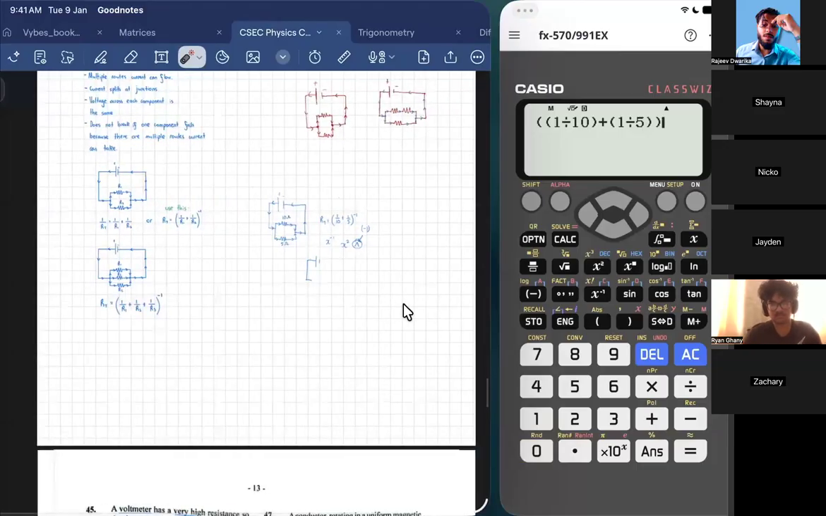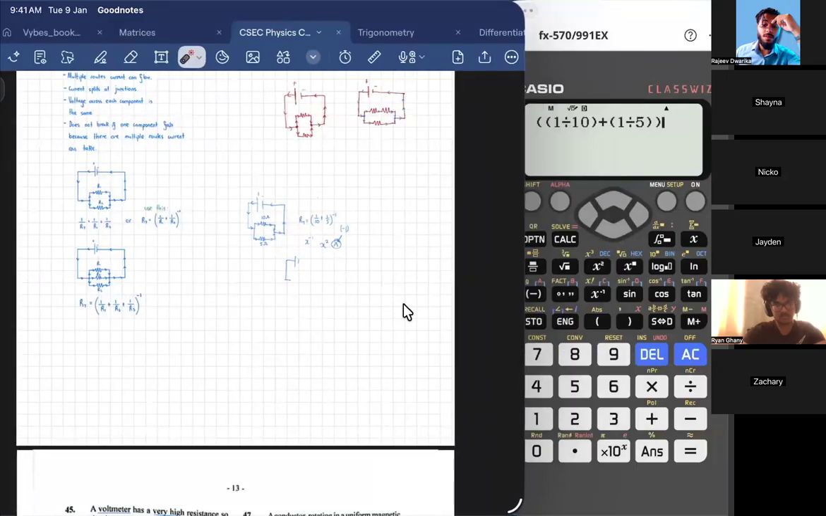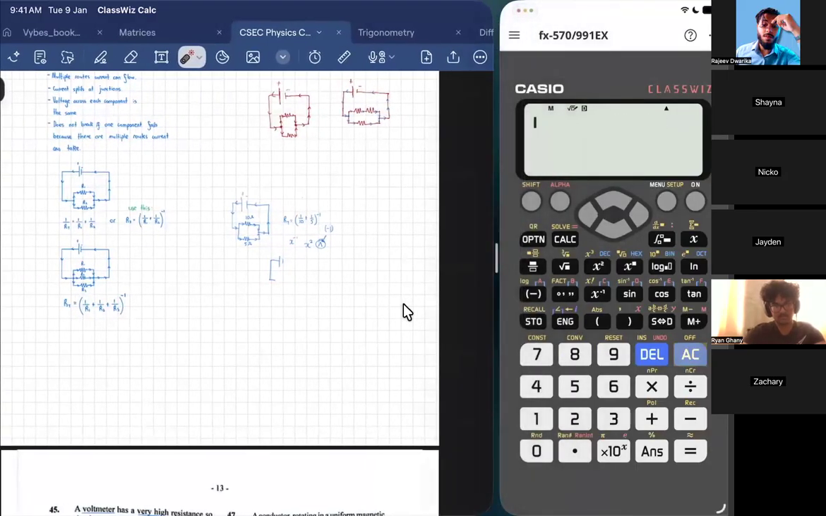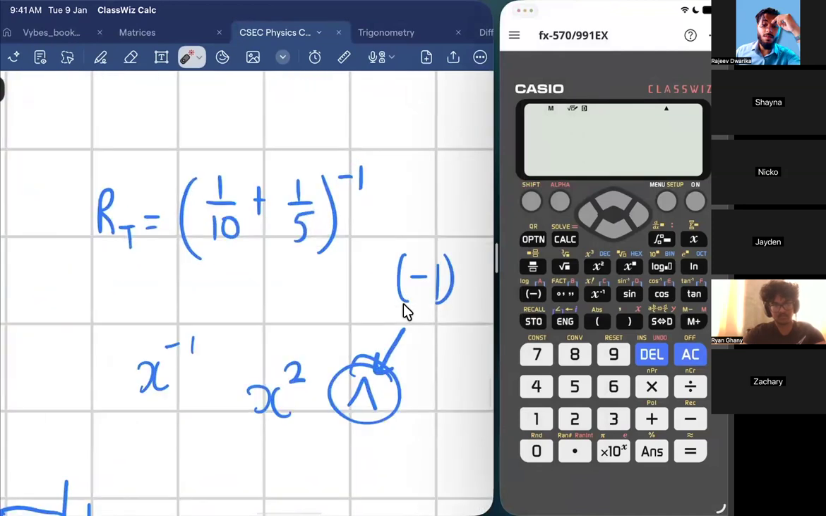Just confirming, did everybody get the correct answer or no? I feel I should have invested in a Casio. Yeah, you had to invest in a Casio, because look at this. On the Casio, watch this. Open bracket, fraction button, 1/10. Plus, fraction button, 1/5. Close bracket, to the power of -1. Bam. S to D. You don't know brackets and things?